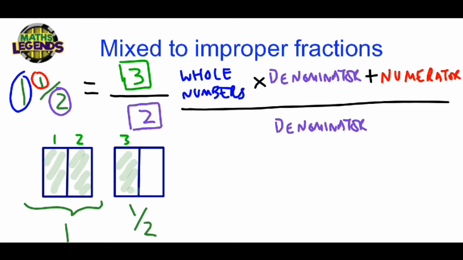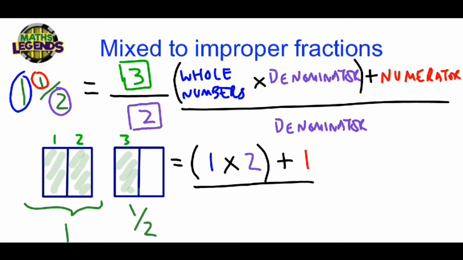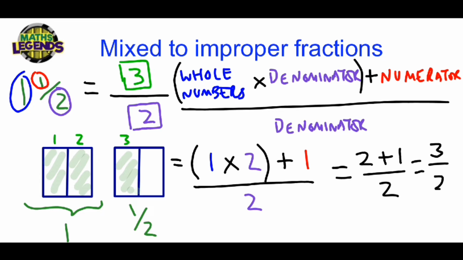So let's plug in the numbers. The number of whole numbers is 1, times the denominator, which is 2, plus the numerator, which is 1, all over the denominator, which is 2. We then simplify. So 1 times 2 is 2, plus the 1, all over 2, which is equal to 3 over 2, which is the same as what we had earlier. Let's look at another example.